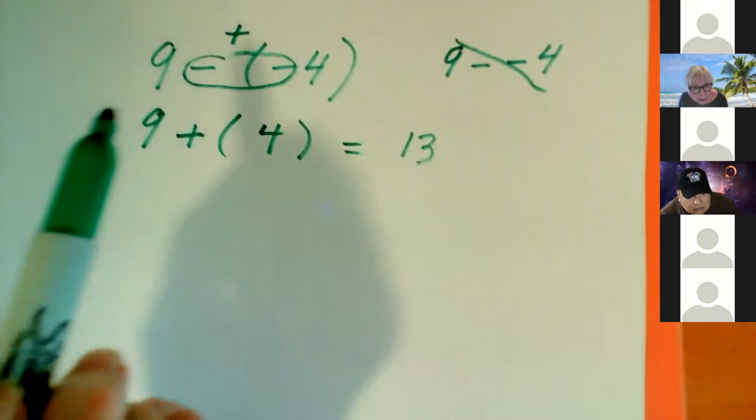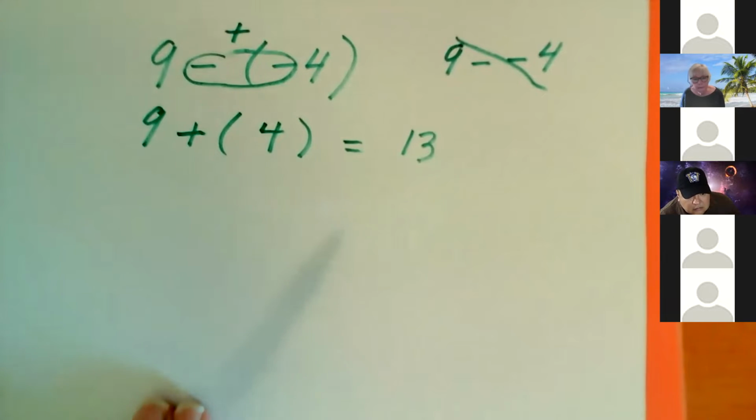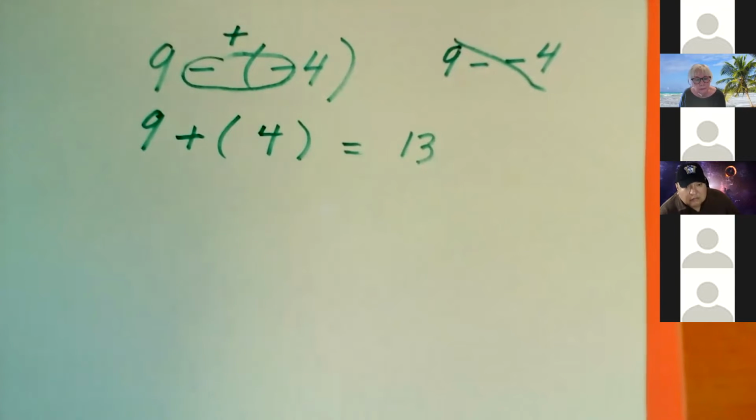Hi, Charles, go ahead. I'm curious, in what scenario would you say, I have 9 of something and then I'm going to subtract -4 of something? How is it applicable in life?